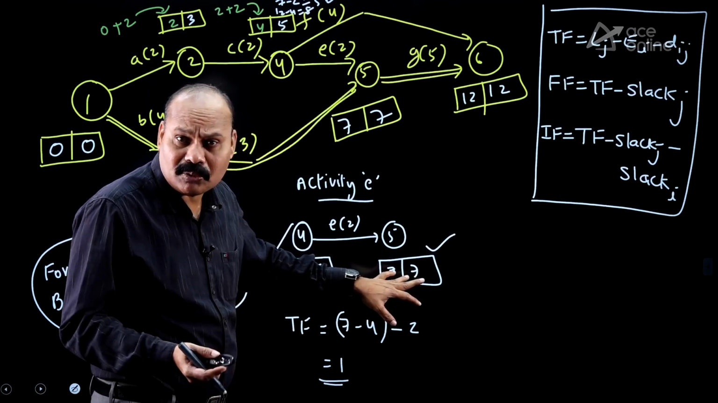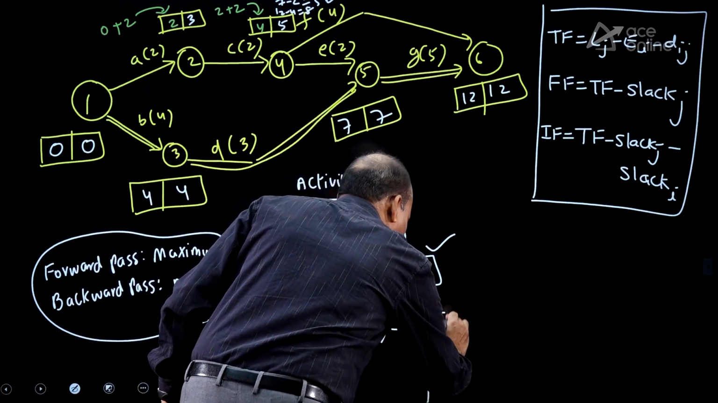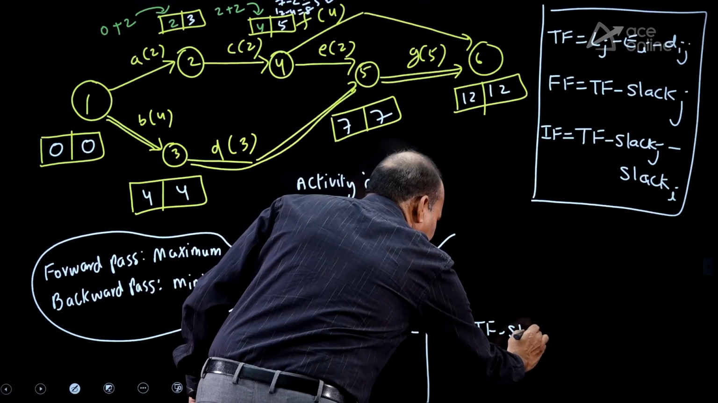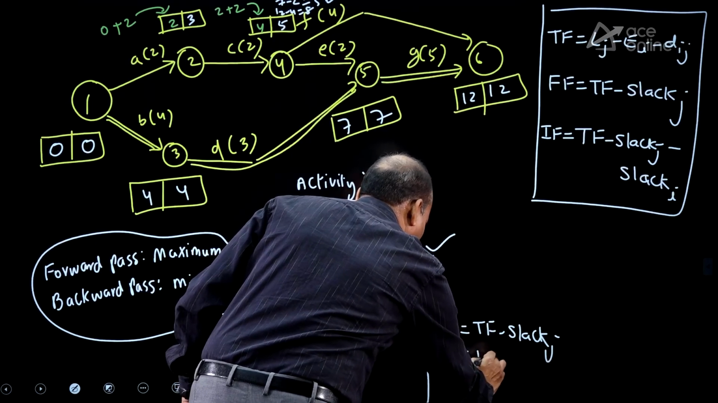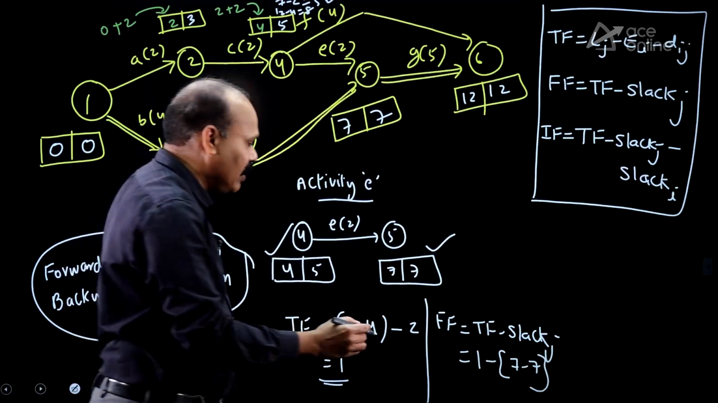What is the slack at head event? 0. So, in this case, free float is equal to total float minus slack at j, 1 minus 7 minus 7. What is slack actually? Latest value minus earliest value. It is equal to 1.